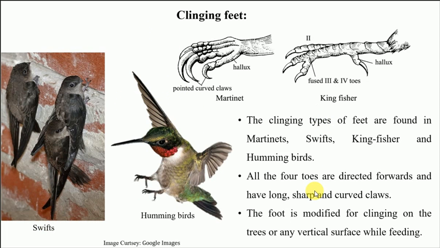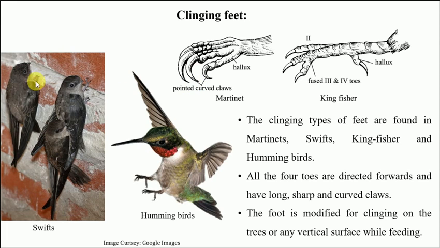Then the last one is the clinging kind of feet. Now clinging kind of feet is found in birds like martinets, then swifts, then kingfisher and the hummingbird. Okay, so in case of this clinging kind of feet, all four toes are directed in a forward direction, and they are provided with a long, sharp, and curved claw. The foot is modified for the purpose of clinging on the trees or any vertical surface while feeding.